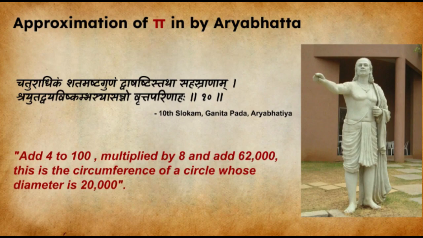Aryabhat, in his Aryabhatiya, has a Sanskrit shloka which actually means that the ratio of the circumference to the diameter is approximately, underline the word approximately, 3.142. He has used this word approximately. That means he is aware that it is an endless value.